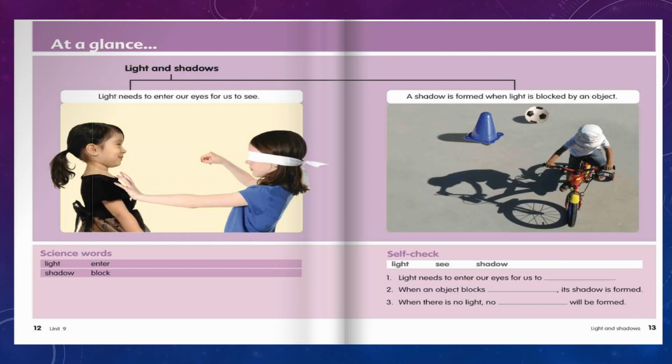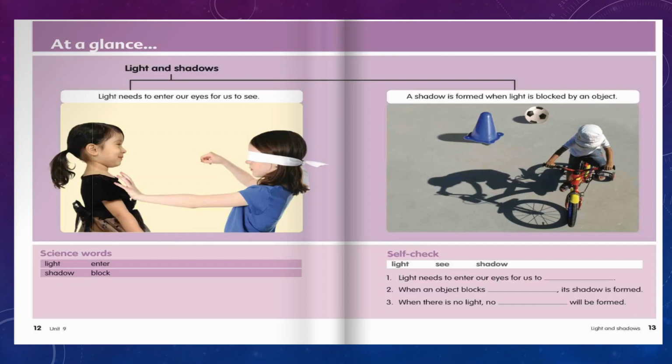Number 1, light needs to enter our eyes for us to see. Number 2, when an object blocks light, its shadow is formed. Number 3, when there is no light, no shadow will be formed.